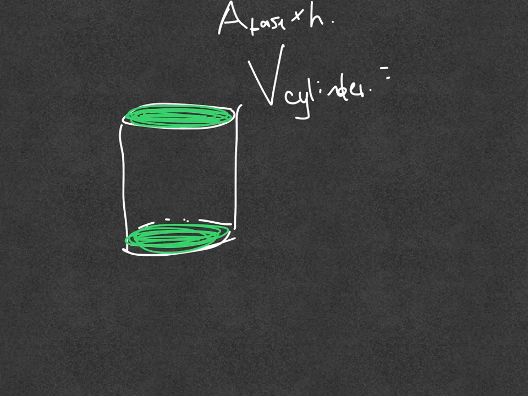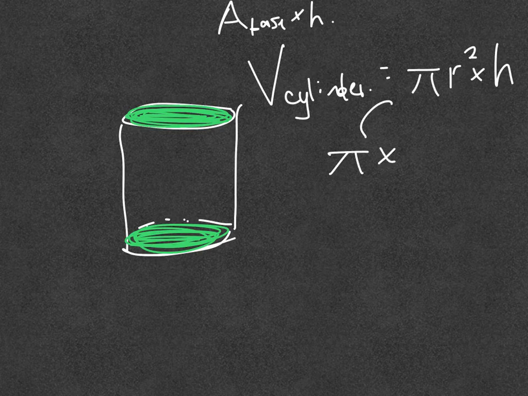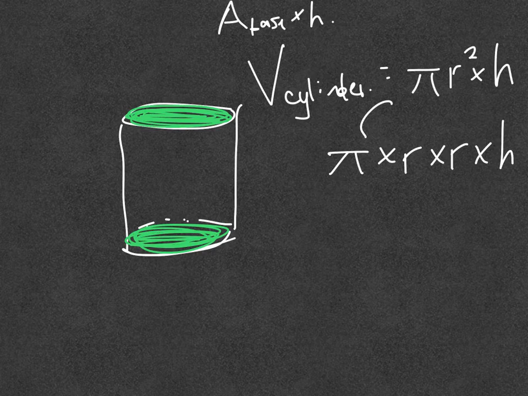So the volume of a cylinder, I need the area of the base. To get the area of a circle, it's pi r squared, and I'm going to multiply it by the height. Okay, and then this drills down to pi times radius squared, because that's not radius times 2, remember, times height. Okay, for those of you that need to see that a little bit more expanded, that's what it looks like.